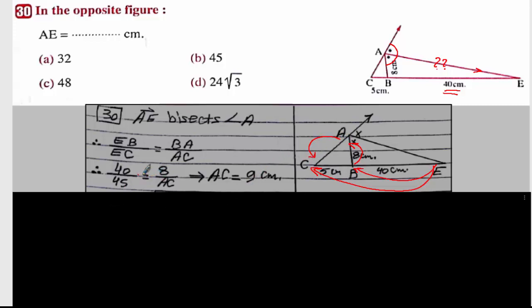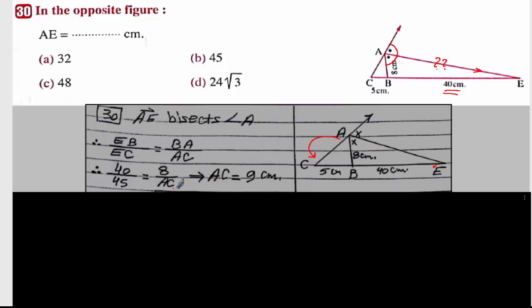And now substitute. What is the length of AB? It is 40. What is the length of AC? It is 45. 40 plus 5, it is 45. Equals BA. What is the length of BA? It is 8. Over AC.